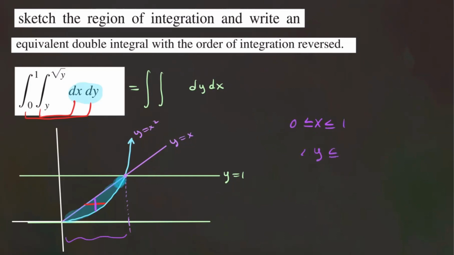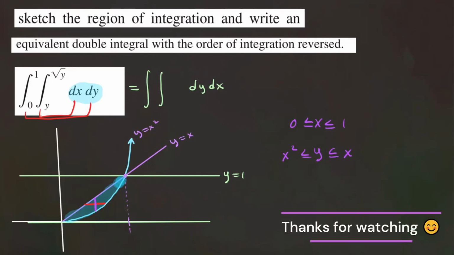And y is going to range from a function to a function. So the lower curve and a top curve. So the lower curve is the parabola. So this is x squared. And the top curve will be the line x. And they're already expressed in terms of x. So that means our double integral, the equivalent double integral, the inner bound will go from x squared to x, and the outer integral will go from 0 to 1. So that will be the equivalent iterated integral.